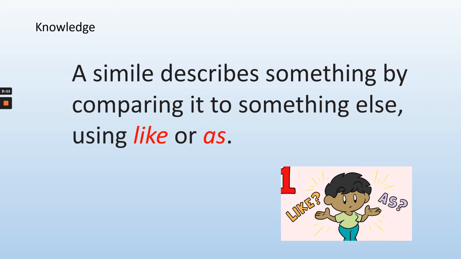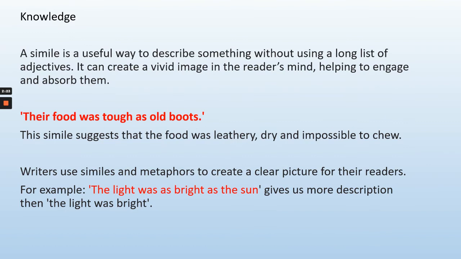So what does a simile do? And what does it have to use? Like or as. Excellent. It must have like or as in it, or it is not a simile. So a simile is a useful way to describe something without using a long list of adjectives. It can create a vivid image in the reader's mind, helping to engage and absorb them.